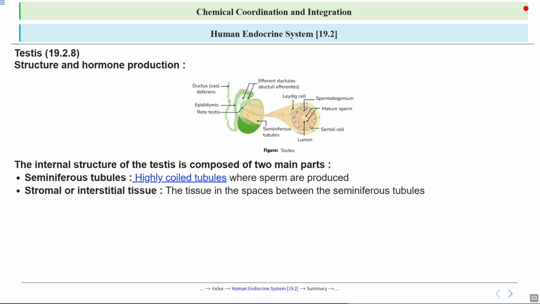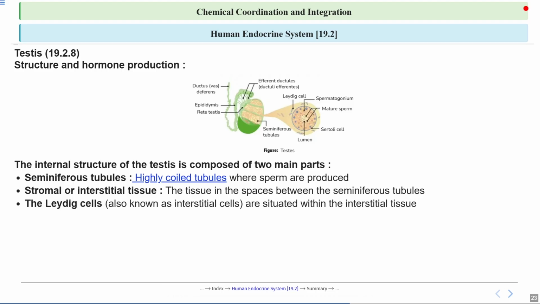Then we have stromal or interstitial cells or tissues. These are called Leydig cells, and are the tissue found in the spaces between the seminiferous tubules in the testes. This tissue plays a key role in producing testosterone, which is the male hormone, very important for development of secondary sexual characteristics and maintenance of sperm production.